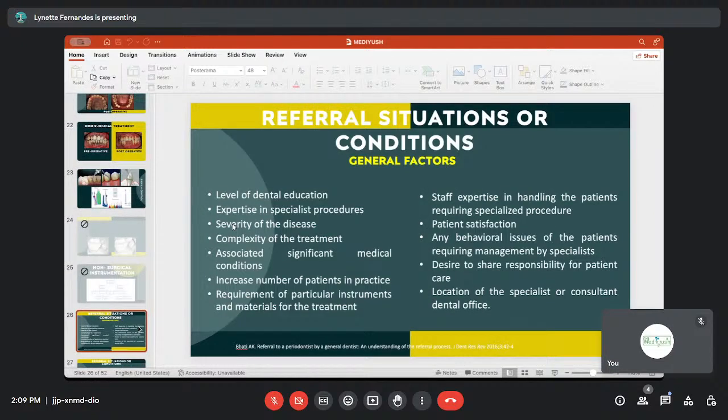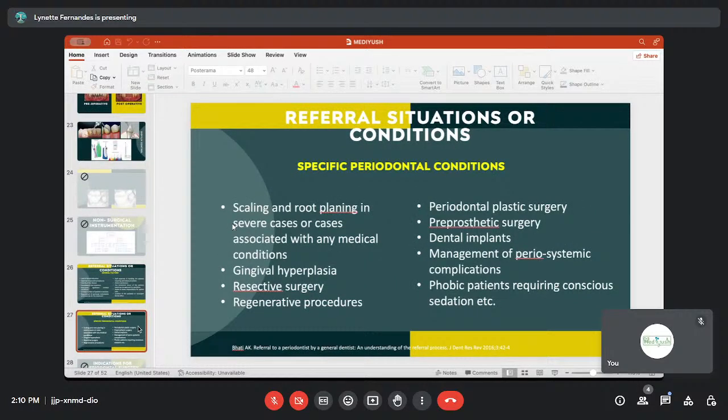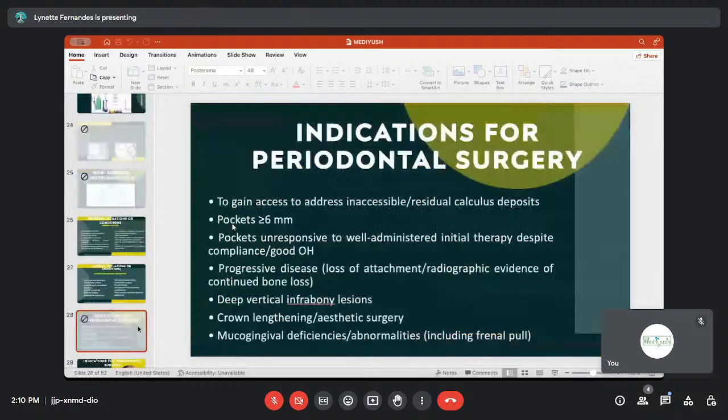Now coming to conditions wherein a general practitioner, when they see these patients, is supposed to refer them to a periodontist for better understanding of the case. These are certain general factors wherein they are supposed to refer, and we have certain specific periodontal conditions, like if there is gingival hyperplasia, if there is some resective surgery, if you know that a periodontal plastic surgery is required, that is your recession, your root coverage procedures, all implants, all these cases, it's preferable that you refer the patient to a periodontist.